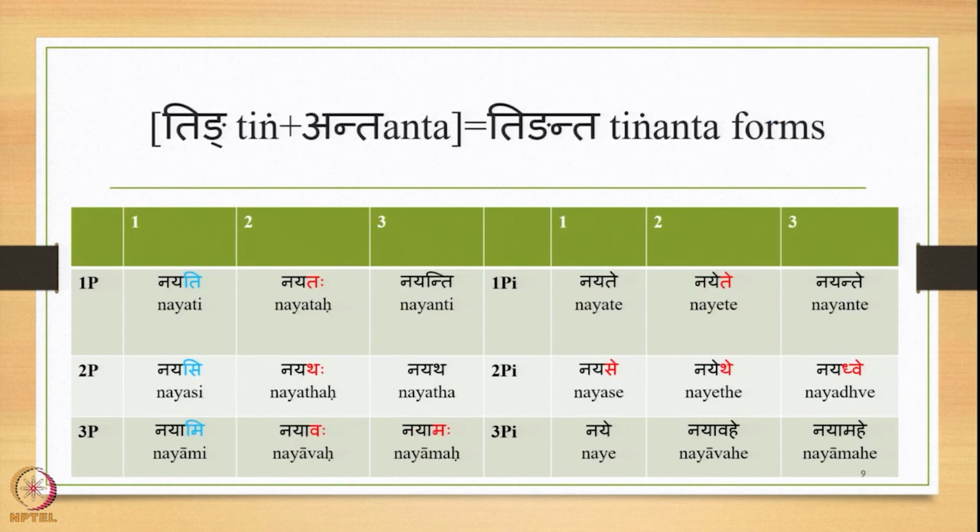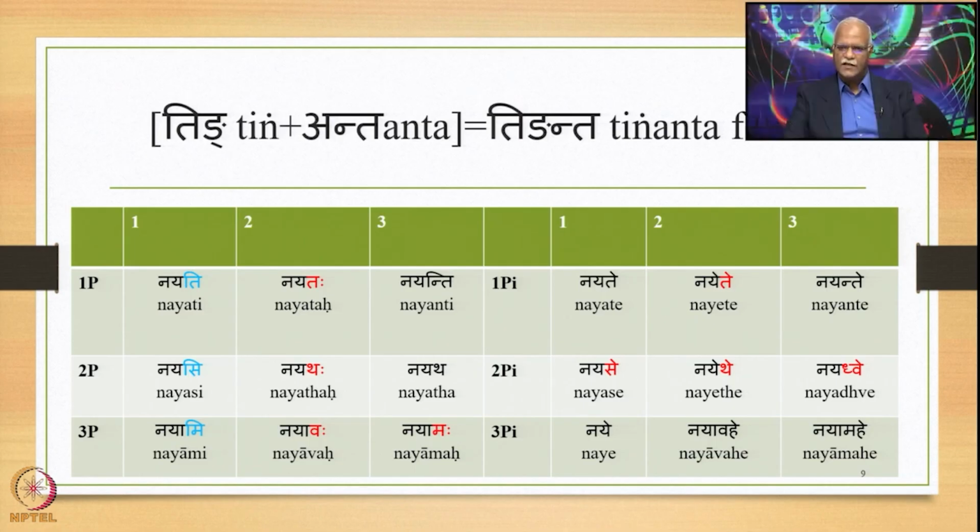These are the forms. So we have Nayati Nayataha Nayanti, Nayasi Nayathaha Nayatha, Nayami Nayavaha Nayamaha, and Nayate Nayete Nayante, Nayase Nayethe Nayadhve, Naye Nayavahe Nayamahe. So in case of Nayataha, Nayathaha, Nayavaha and Nayamaha, the sandhi has already taken place, and some other sandhis can also take place of sa coming at the end in a given specific environment. This is also studied under swadi sandhi, and that is why this peculiar chapter in the Pancha Sandhi Prakarana.